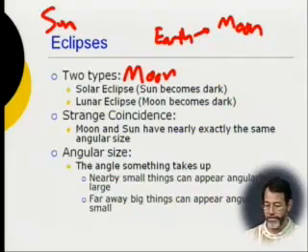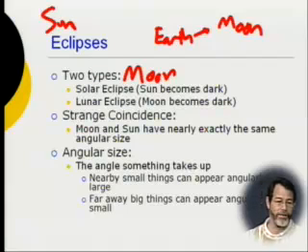Okay, so eclipses. Two types, solar eclipses and lunar eclipses. So surprisingly, the solar eclipse is when the sun becomes dark. Now, the sun itself won't become dark for a long, long time, billions and billions of years. I don't expect to live to see it myself.